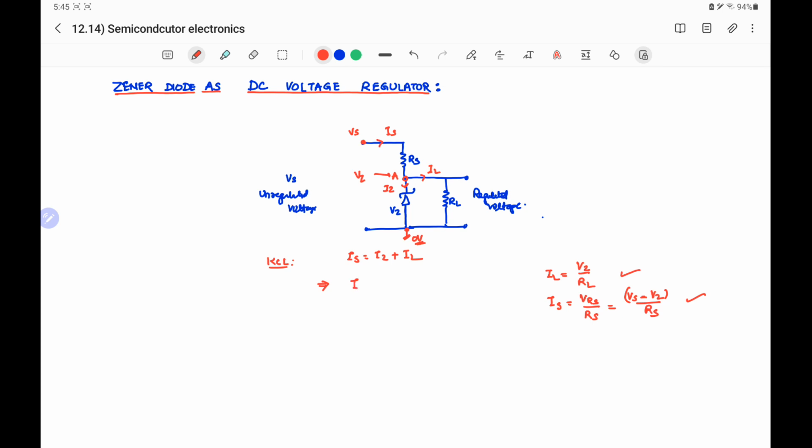So the Zener current will be equal to Is minus IL, which equals (Vs minus Vz) divided by Rs, minus Vz divided by RL. And this equation or condition will be used in solving problems related to the Zener diode as a DC voltage regulator.